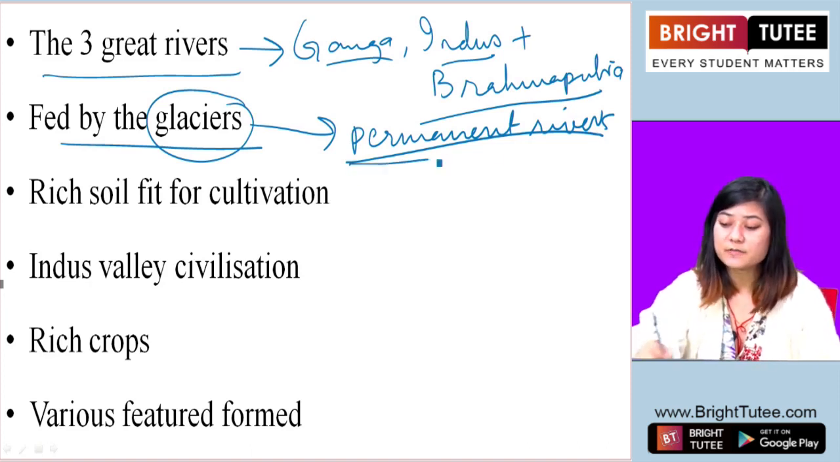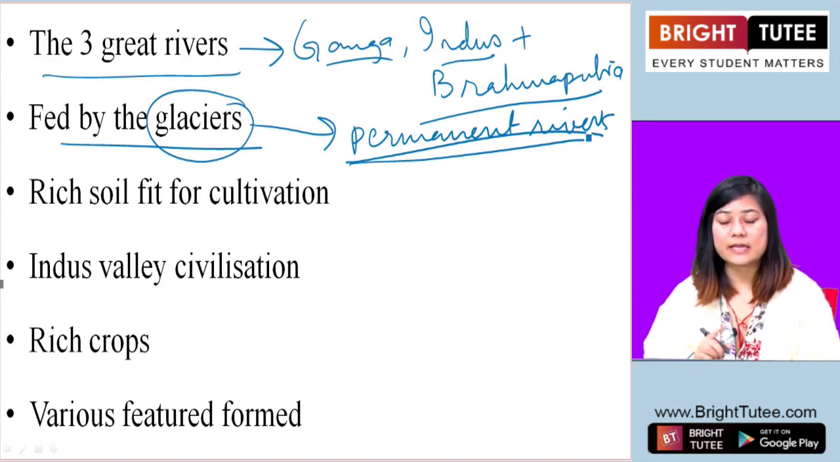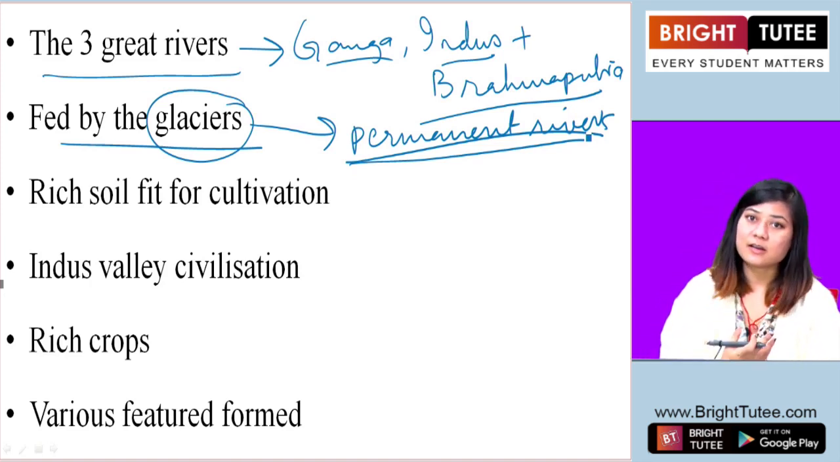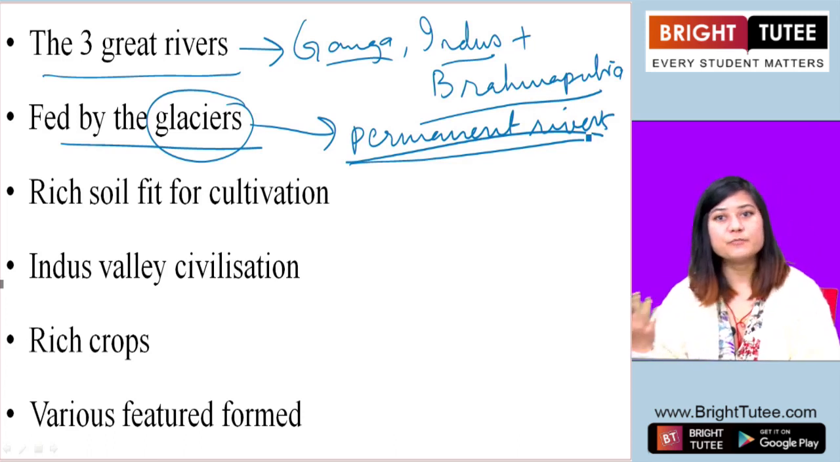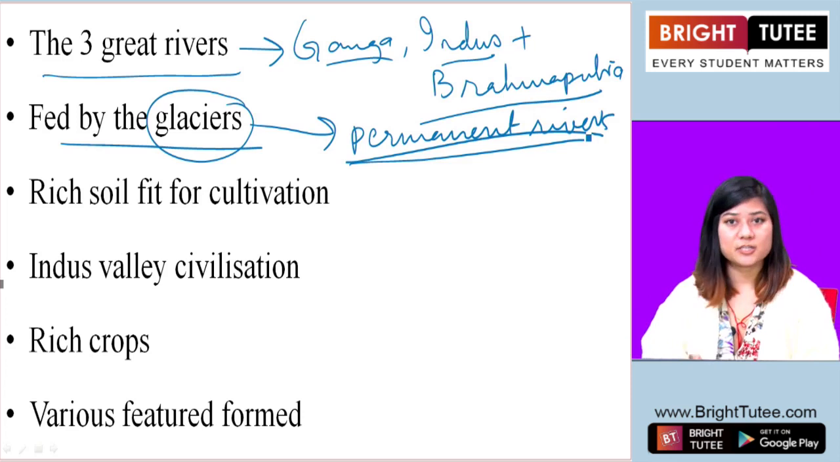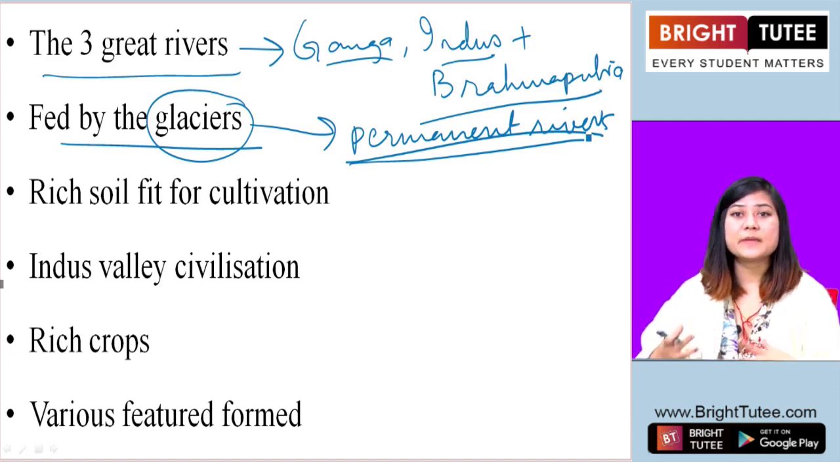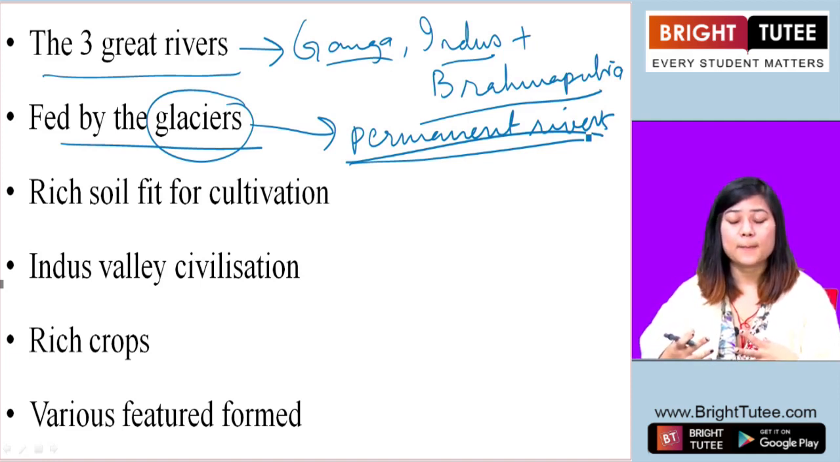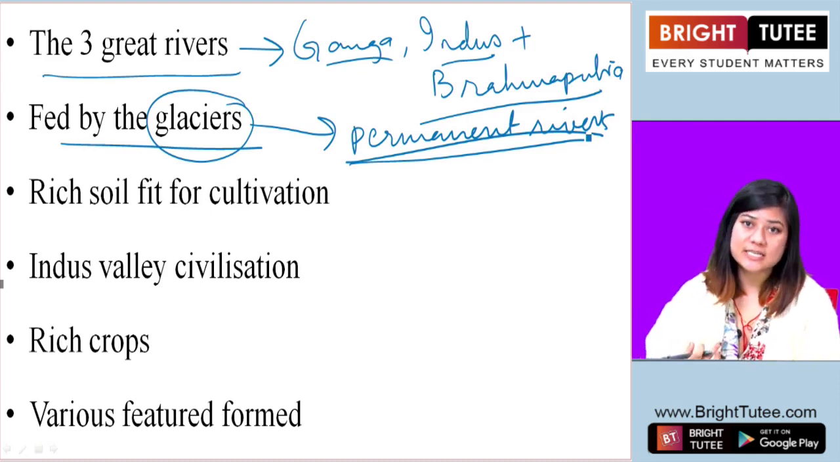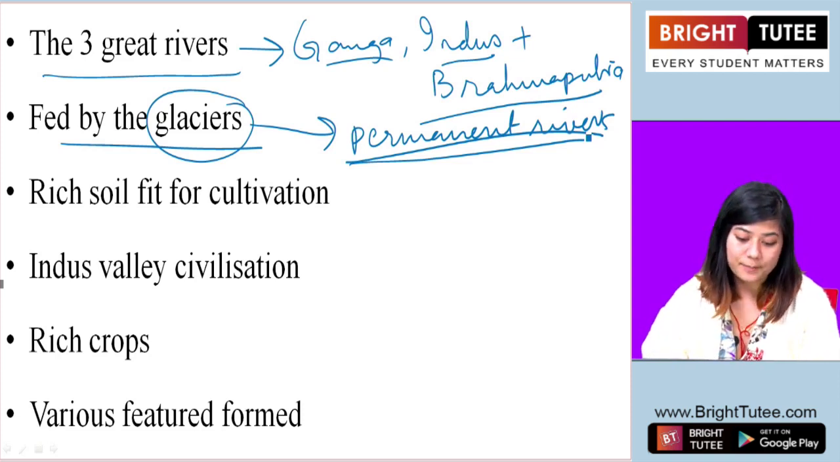But the permanent rivers are those rivers where the water never dries up. Have you seen the Ganga dry up? Have you heard of Brahmaputra drying up? They never dry up. They are permanent rivers. The water in the river never dries up. Of course, the amount of water may decrease and increase, but it never dries up.